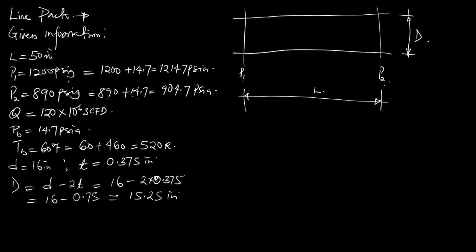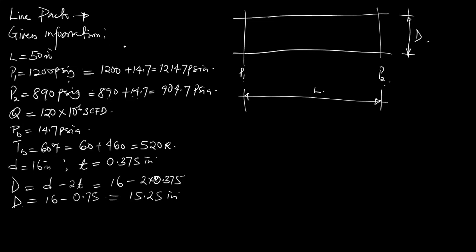Now, we have known the value of our internal diameter D. Now, let's say the volume of the pipeline under investigation. What's the volume? The volume of this pipeline from here to here we calculate by saying the cross-sectional area of the pipe times the length of the pipe.